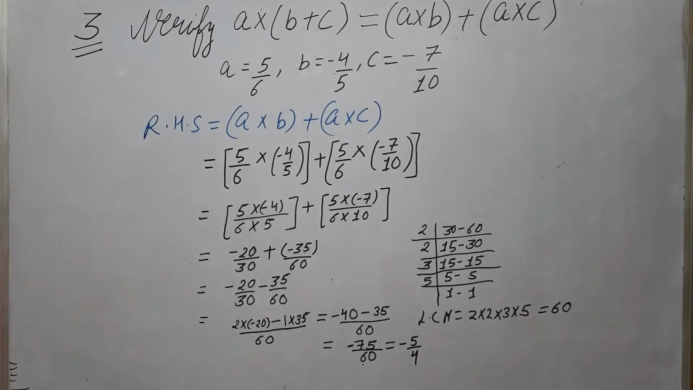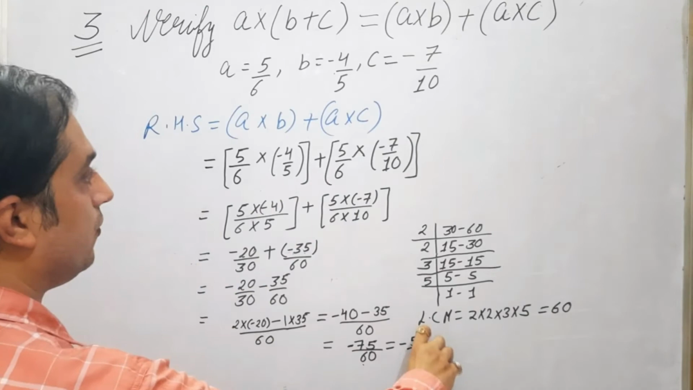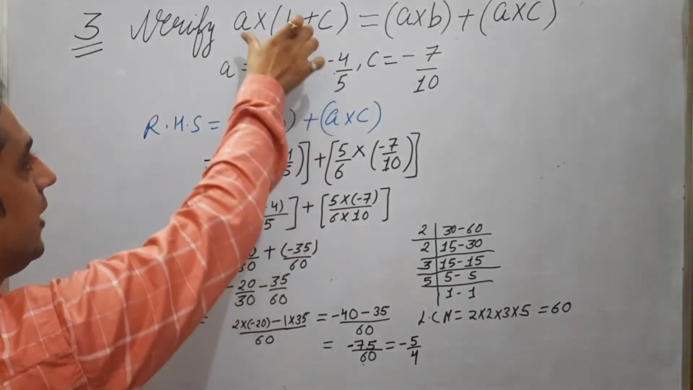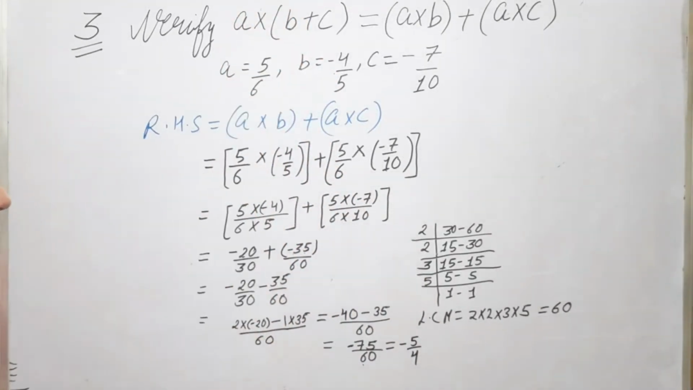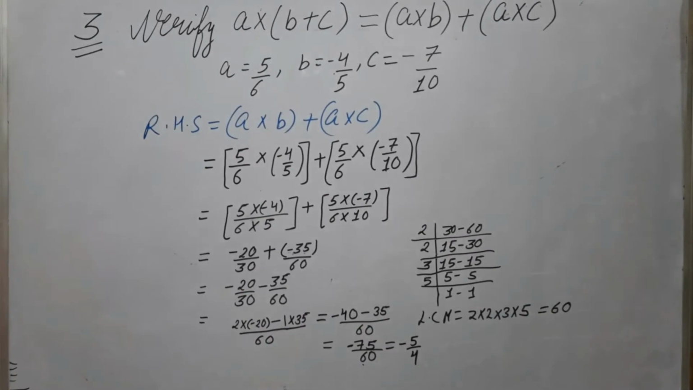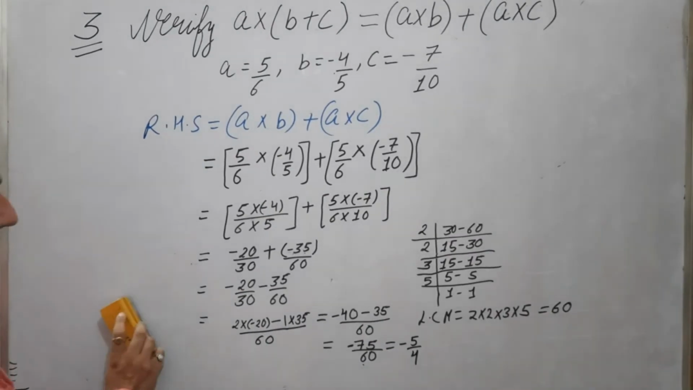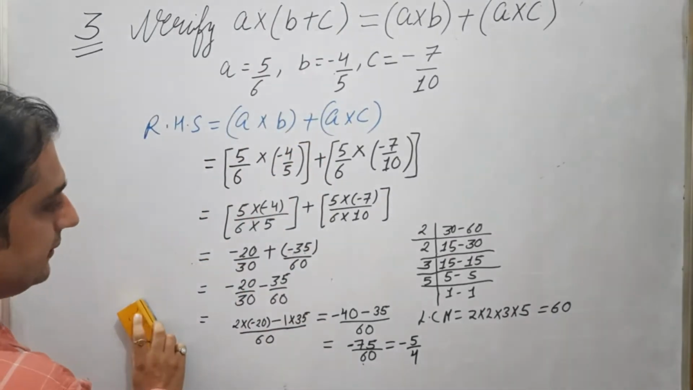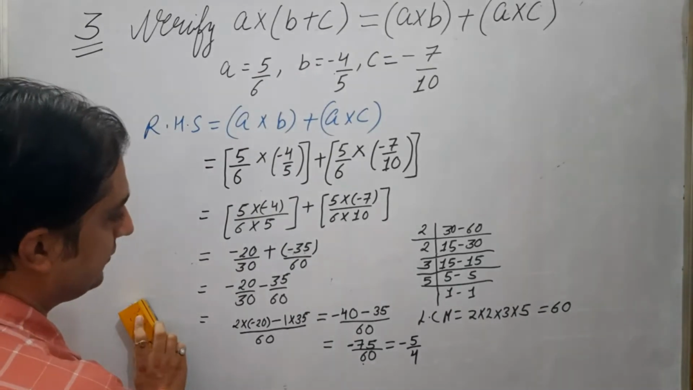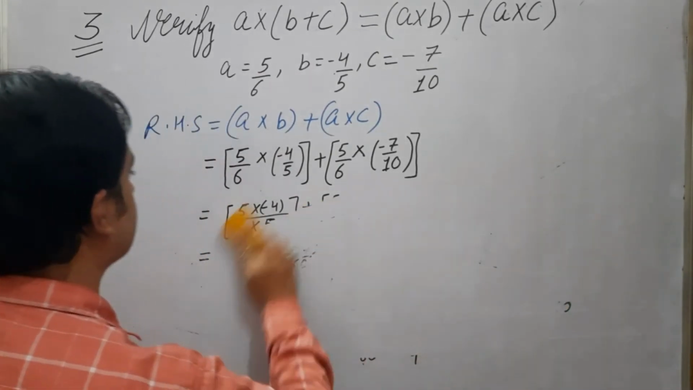Right? So see the value minus 5 upon 4 in this case and minus 5 upon 4 in this case. The two values are same. So left hand side is equal to the right hand side.